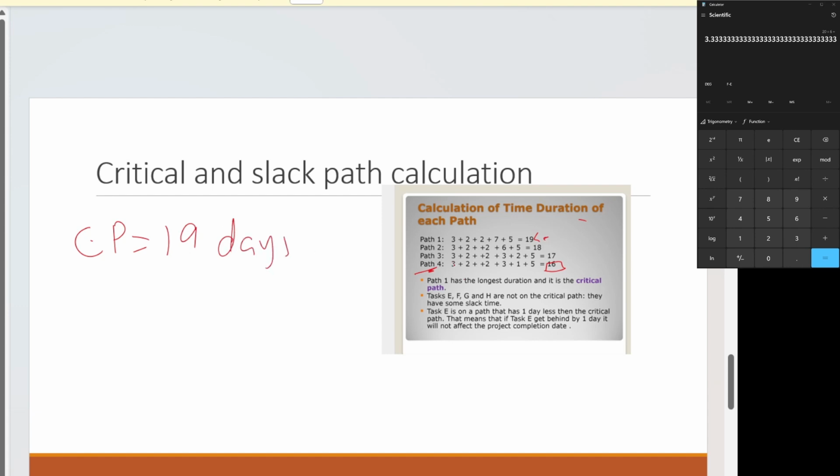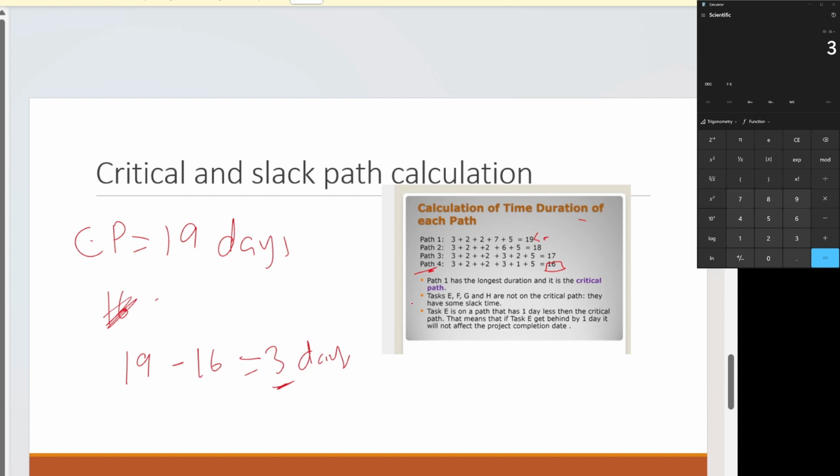Okay. I go with path 4, which is 16 days. How many days can I delay it without delaying the complete project? So this is always 19, the critical path, minus the path I have chosen, which is 16. 19 minus 16 gives us 3 days. So if I go with path 4, I can delay the duration of the path by 3 days without delaying the whole project.